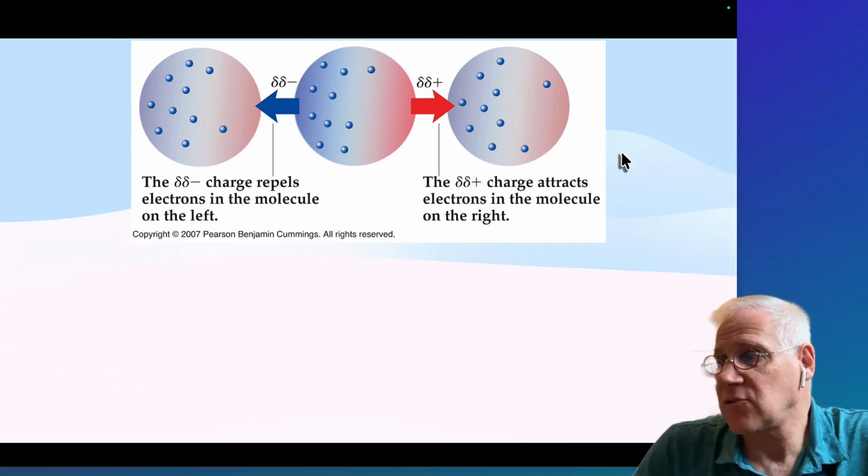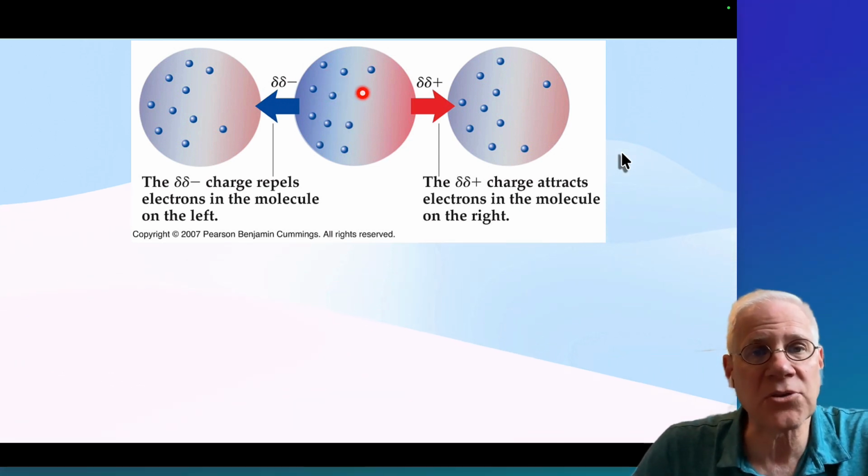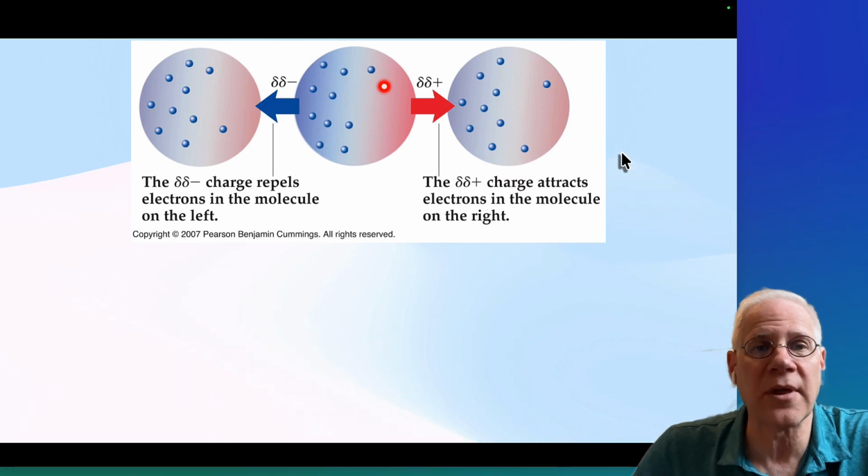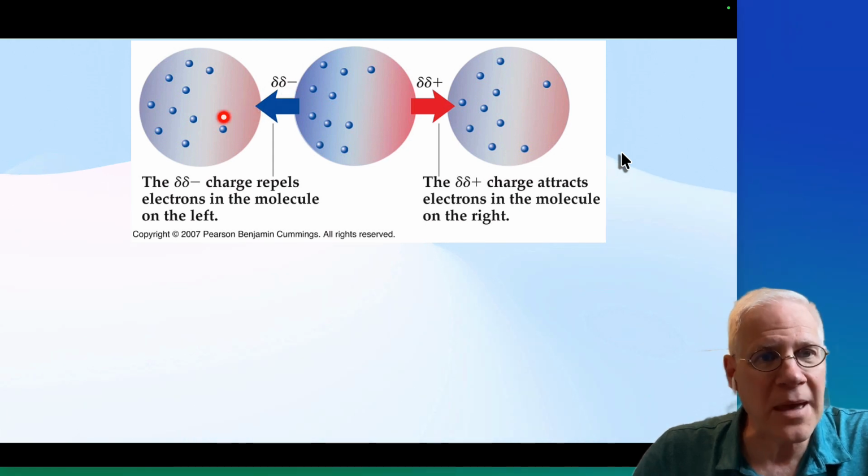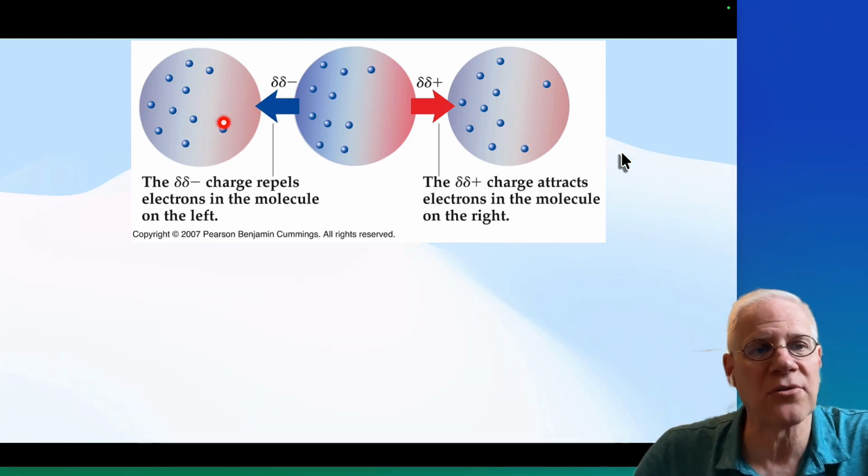Okay, so here we have our central molecule. This is the molecule that developed the temporary dipole. So on this side, it's got a delta-delta minus. Now, this molecule probably had just a regular distribution, but those electrons in that electron cloud feel that negative charge from the temporary dipole, and that repels those electrons to go to another side.